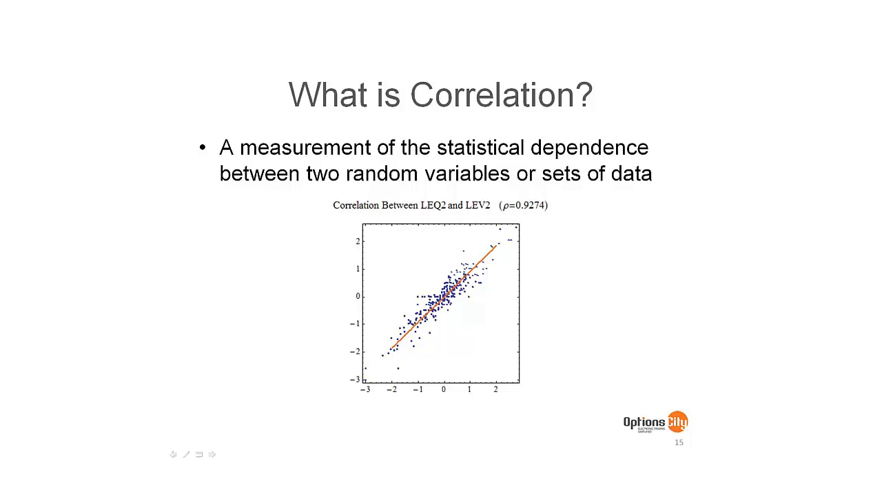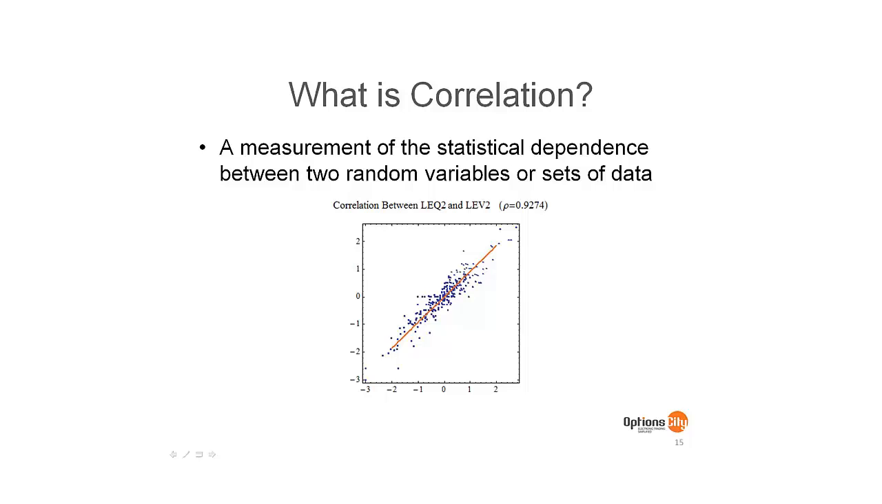Now, in simple terms, we're basically just trying to take some numerical representation, some kind of a sample number that tells us how well the data tracks, moves together. Does it move in opposite directions? And in this particular example, if you look at all of the data that I have got that I'm looking at, we have a correlation of 0.9274.